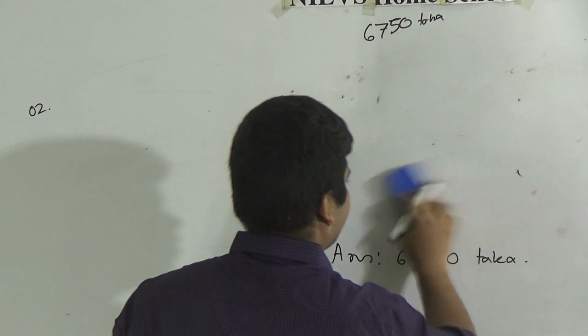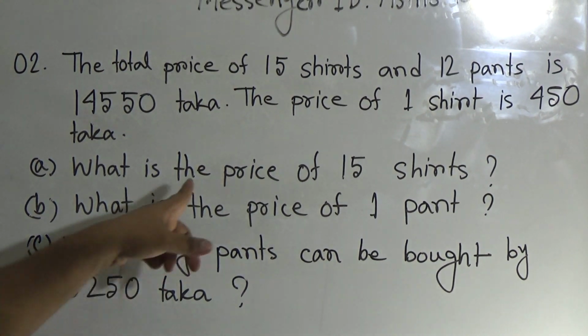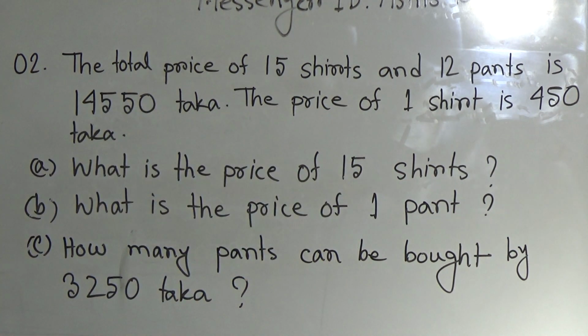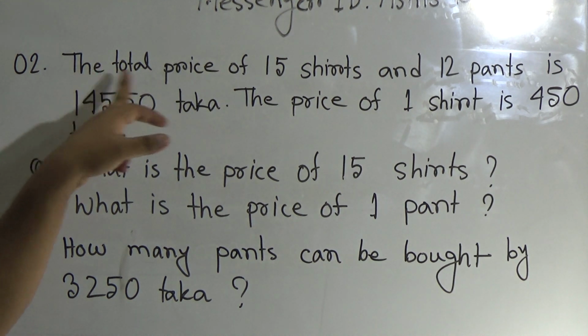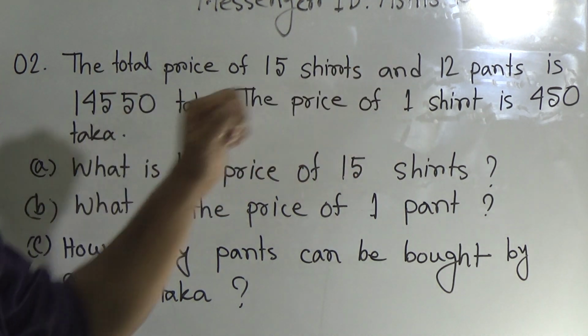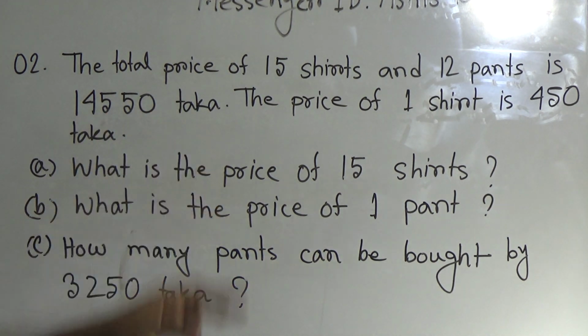Now we shall solve question number B. In order to solve question number B, we need the information of A. That means the price of 15 shirts is 6750 taka. So now notice the stem. The total price of 15 shirts and 12 pants is 14,550 taka. Now I write this.